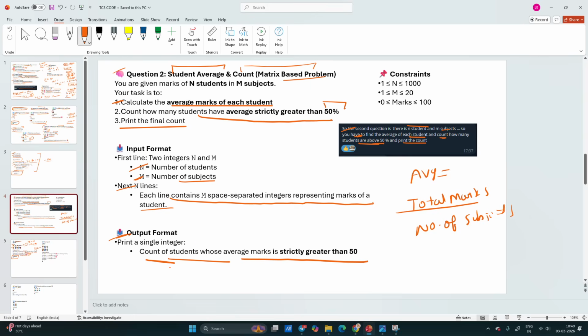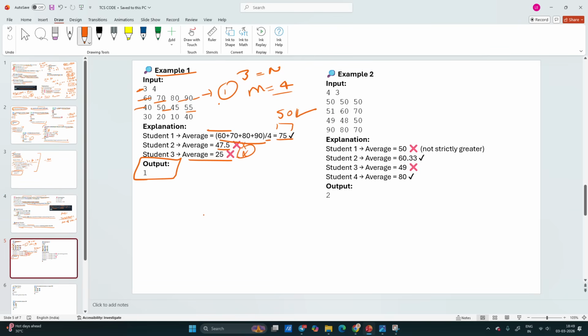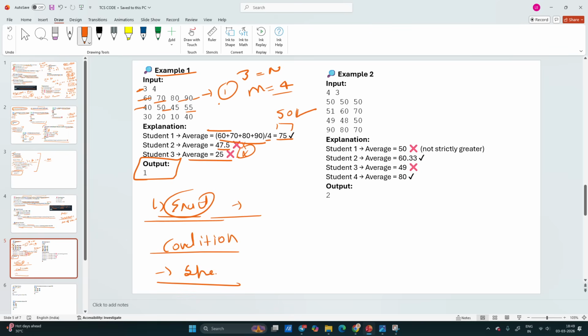They clearly mention in the output that we have to print a single integer, the count of students whose average marks is strictly greater than 50. Now one thing: if the question is not exactly like this, the condition will differ. The condition will differ in many cases. Sometimes they mention you have to print with a special condition. So like this, there is no problem at all. We just have to understand the concept.